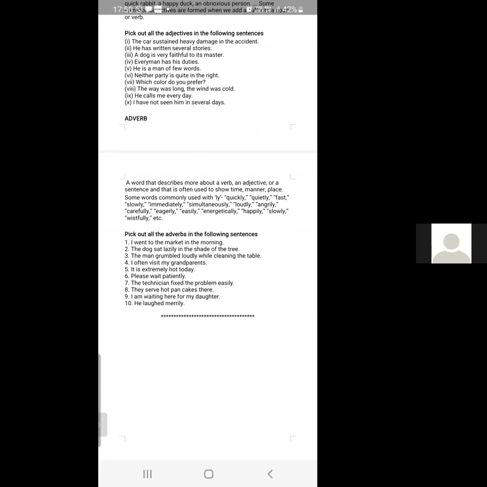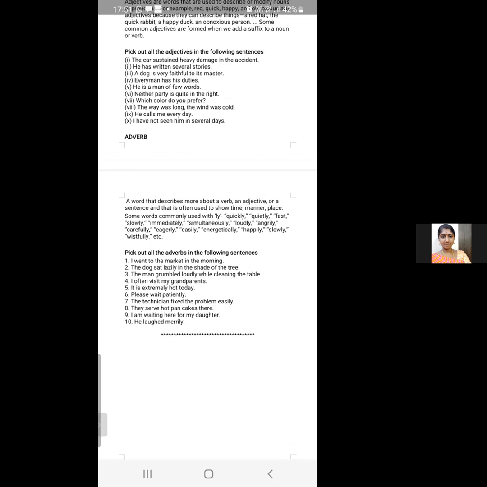In adjectives we have interrogative adjectives, adjectives of manner, and determiners. The determiners also come under adjectives, as we say this, that, these, those. They are called demonstrative adjectives. It is not determiners, it is demonstrative adjectives.